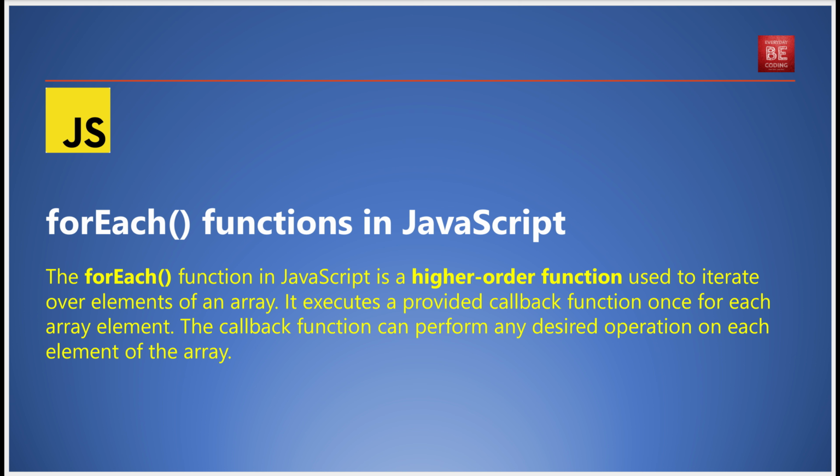The forEach function, a higher-order function in JavaScript, is a tool to traverse each element of an array. It's like an efficient tour guide, leading you through each item in the array without missing a single one. The function operates by executing a callback function for each element in the array. This callback function can do anything you want with each array element, giving you a lot of flexibility.